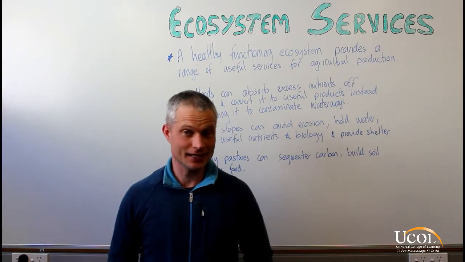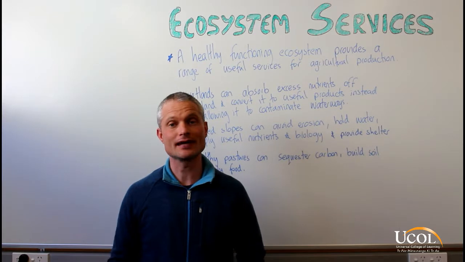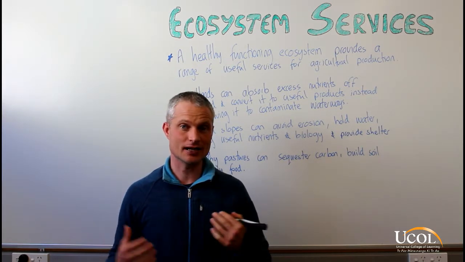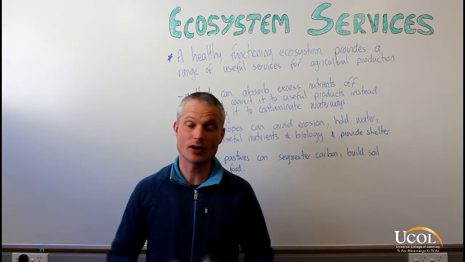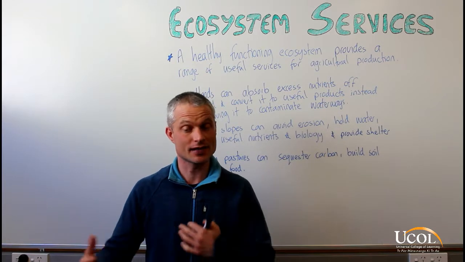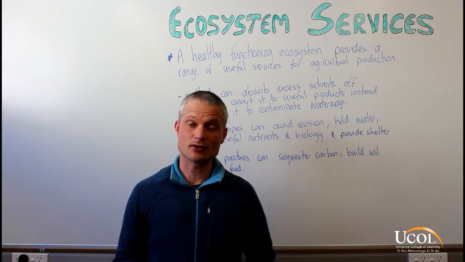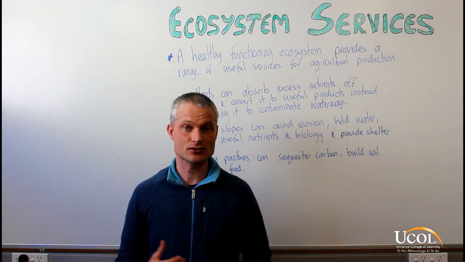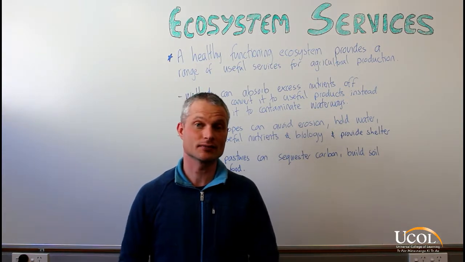A healthy functioning ecosystem has a range of useful services that can be tied in with agricultural production, so that the production associated with the supply of resources doesn't have a negative impact upon the wider environment that surrounds that agricultural system. And even a well-designed agricultural system can replicate and emulate some of those natural services that a healthily functioning natural ecosystem can provide.